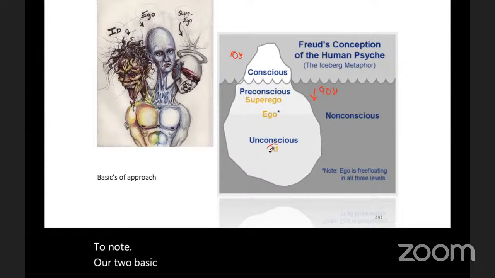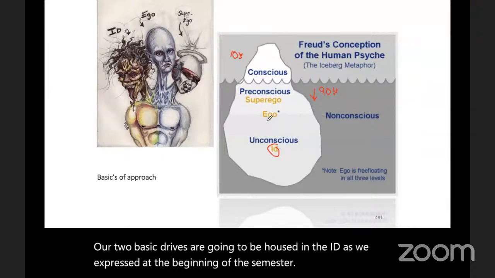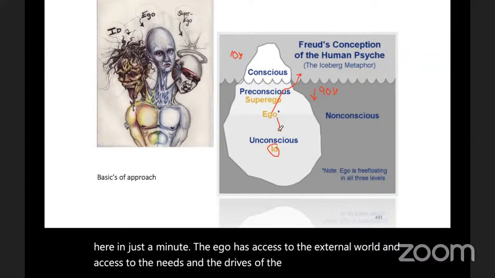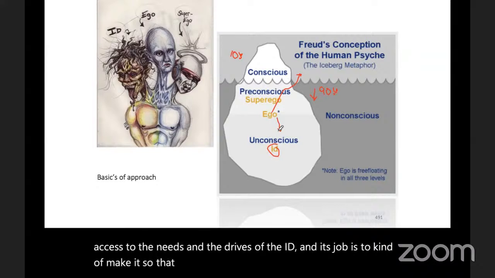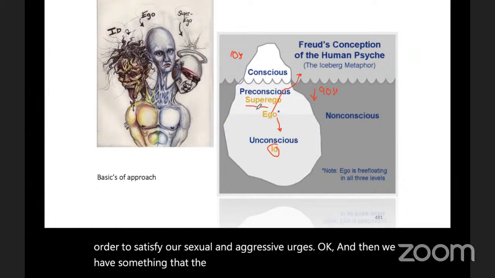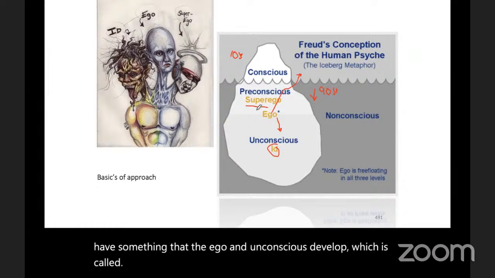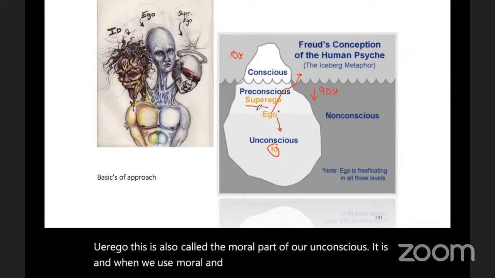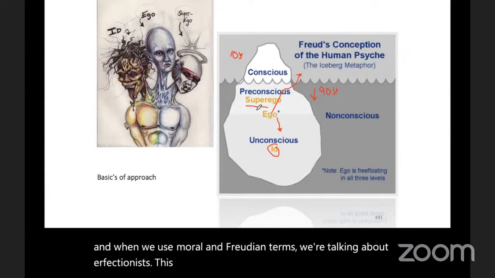Our two basic drives are going to be housed in the id, as we expressed at the beginning of the semester. We're going to have an ego, and we'll get into these in more detail in just a minute. The ego has access to the external world and access to the needs and the drives of the id. Its job is to make it so that we respond socially appropriately to the world in order to satisfy our sexual and aggressive urges. Okay. And then we have something that the ego and unconscious developed, which is called our superego. This is also called the moral part of our unconscious. When we use moral in Freudian terms, we're talking about perfectionists. This is how we ought to act within a civilized world.